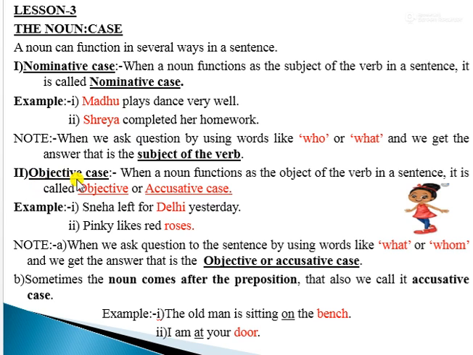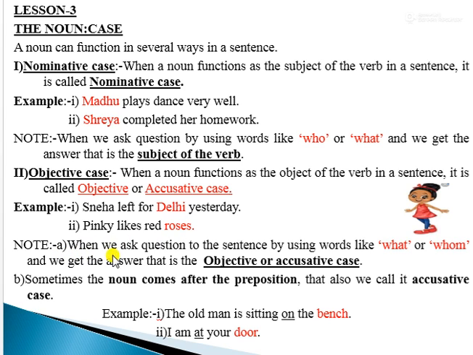Second case, objective case. When a noun functions as the object of the verb in a sentence, it is called objective or accusative case. Examples: Sneha left for Delhi yesterday. Second, Pinky likes red roses. In these two examples, we see the nouns Delhi and roses. They work as the object of the sentence. So, they are known as objective or accusative case.